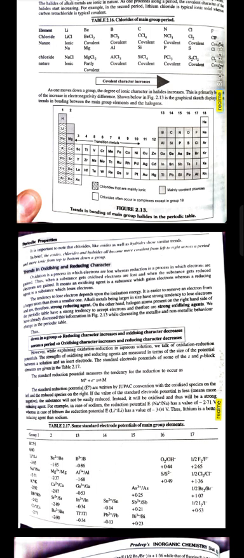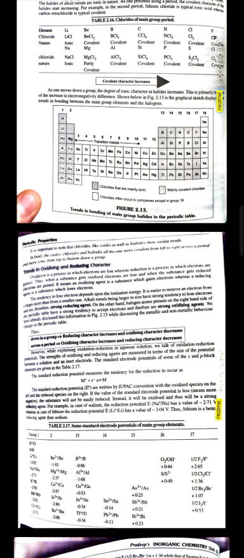Trend in oxidizing and reducing character. Oxidation is a process in which electrons are lost, whereas reduction is a process in which electrons are gained. Thus, when a substance gets oxidized, electrons are lost, and when a substance gets reduced, electrons are gained. It means that an oxidizing agent is a substance which gains electrons, whereas a reducing agent is a substance which loses electrons.